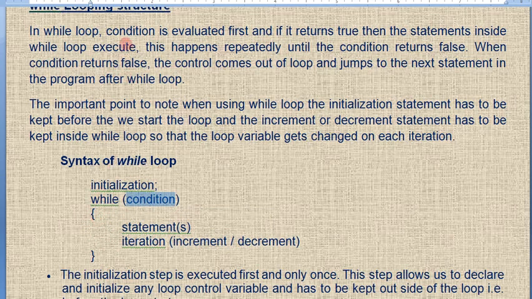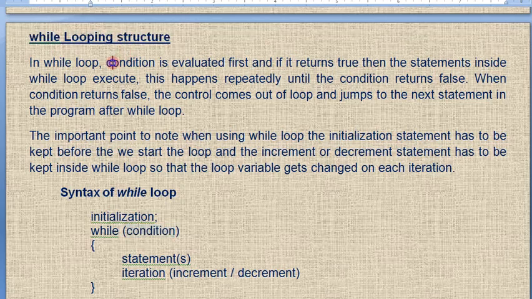Fine. So that is what is written in the first line, the definition of the while loop: the condition will be evaluated first. And if it returns true, it means the condition is satisfied, then the statements inside the while loop will get executed. This happens repeatedly. Why repeatedly? Because it is a loop. That's why it keeps continuing with the task. It will keep executing the statements until the condition becomes false.